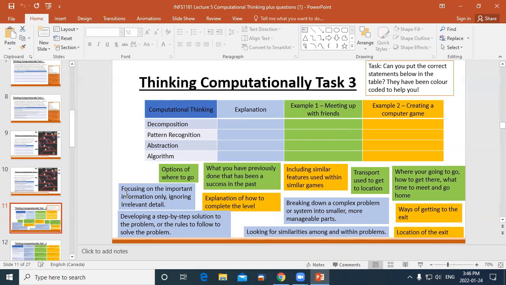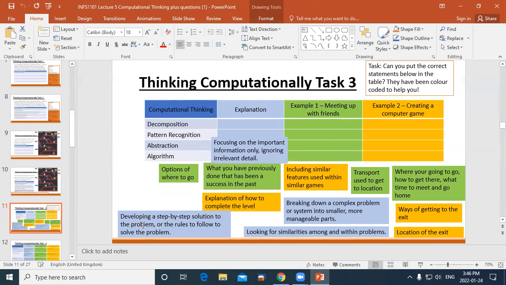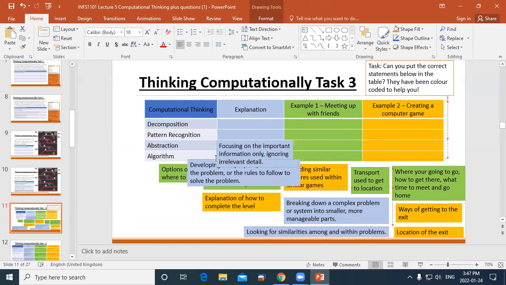Decomposition, focusing on the important. Now that's not decomposition. What's focusing on the important? That would be one of these things. Somebody said abstraction, so I'm going to put that there. That's abstraction. Developing a step-by-step solution. Very good. That's an algorithm.